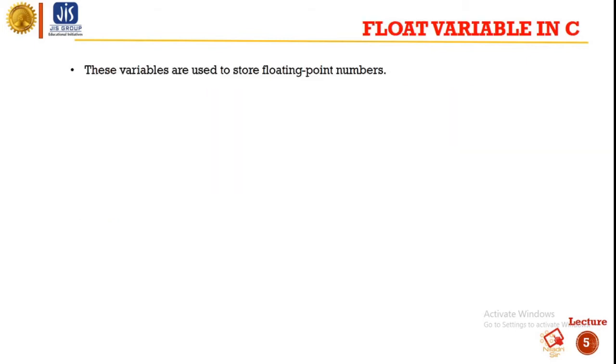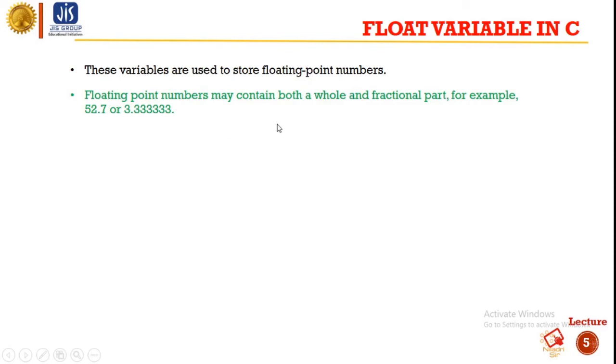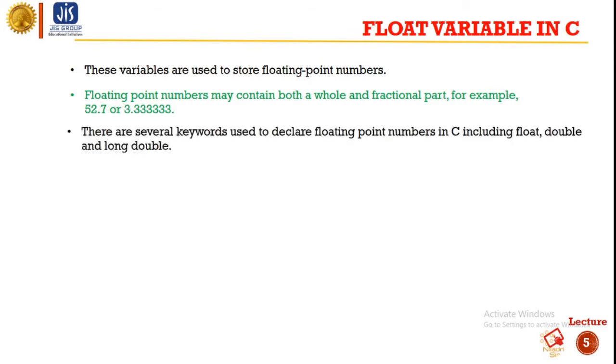So next is the float variable. These variables are used to store floating point numbers. Floating point numbers may contain both a whole and a fractional part, for example 52.7 or 3.2 or 5.0. There are several keywords used to declare floating point numbers in C, including float, double, and long double. So these are all the float data types: float, double, and long double.